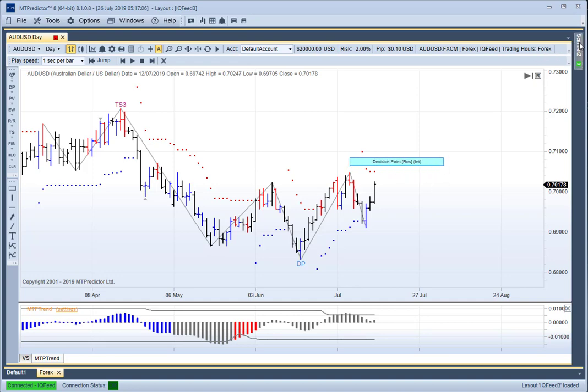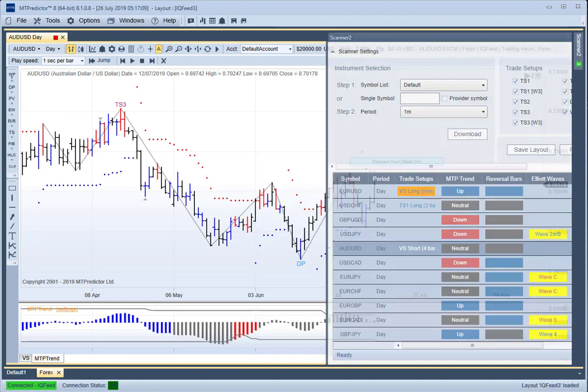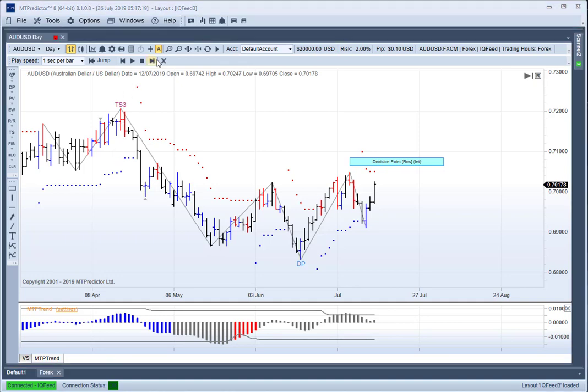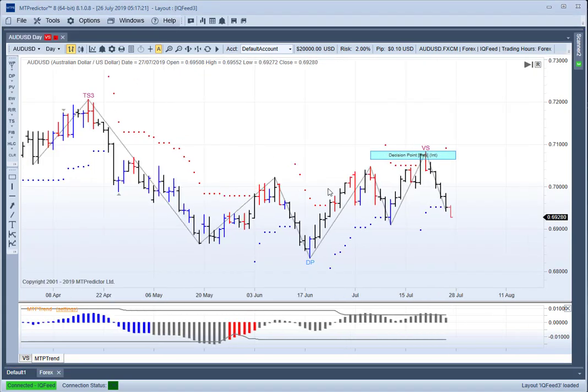So then you can start to go to your scanner, and then you can watch your scanner for the trade setup on the time frame you're actually looking at. Right, let's turn training mode off, and you can see what it did. It actually went up to that level and then backed off.